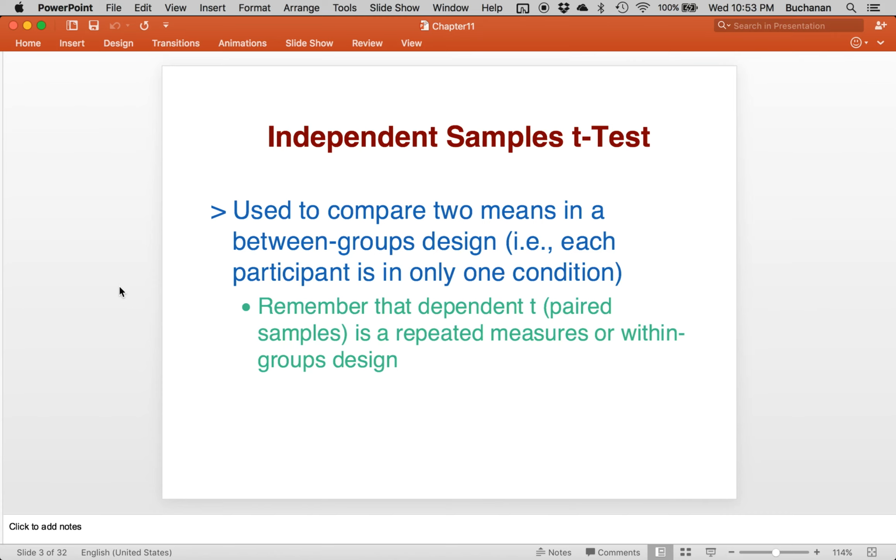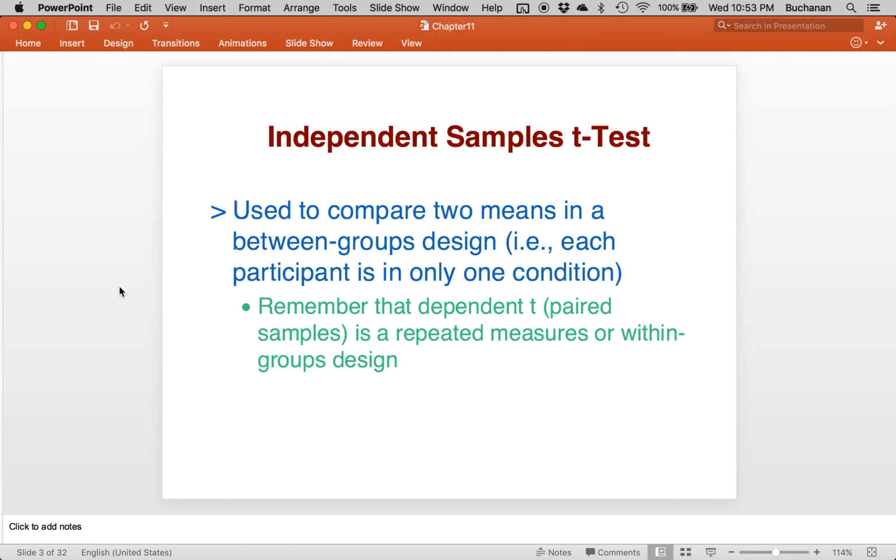So remember that a paired t-test or dependent t is a repeated measures design, or sometimes called a within groups design. And that means that people are repeated. They take things more than once, or they take two things, but you have the same scores from the same people.